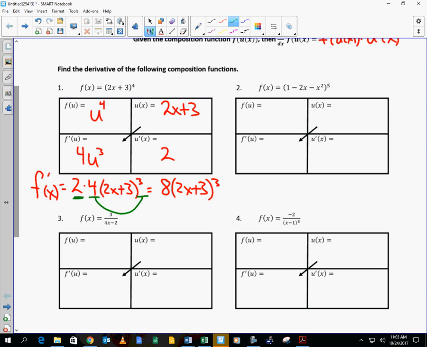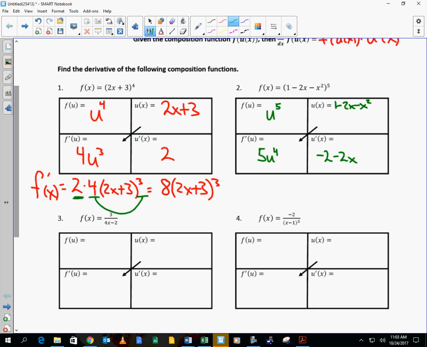What's the inside here? Good. What's the outside? What is the derivative of u to the fifth? What's the derivative of 1 minus 2x minus x squared? Good. Negative 2 minus 2x. I take this, and I put it back in here, and I multiply by that.